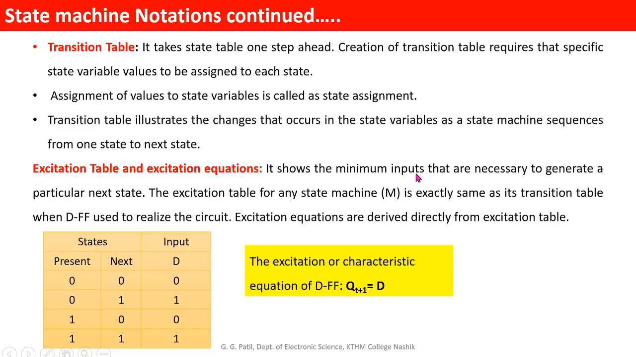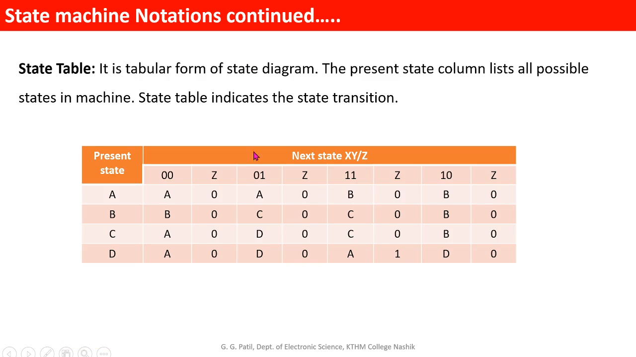Transition table. It takes the state table one step ahead. Creation of a transition table requires that specific state variable values be assigned to each state. So in the transition table, the proper state assignment must be done so that we can represent the transition table of the state machine, just like here.